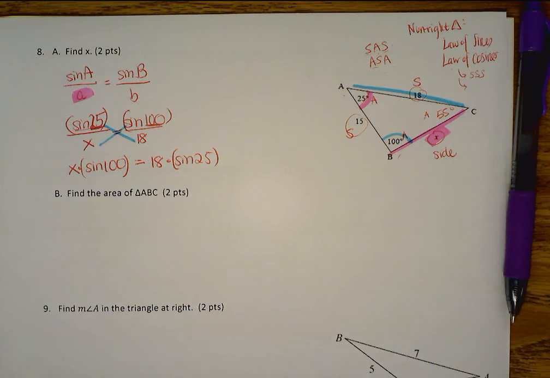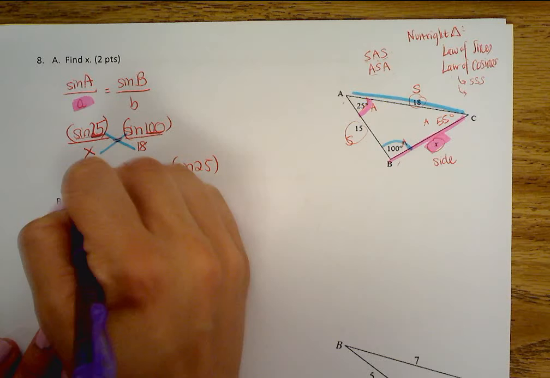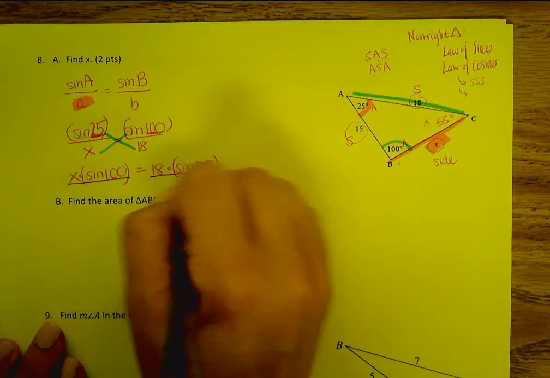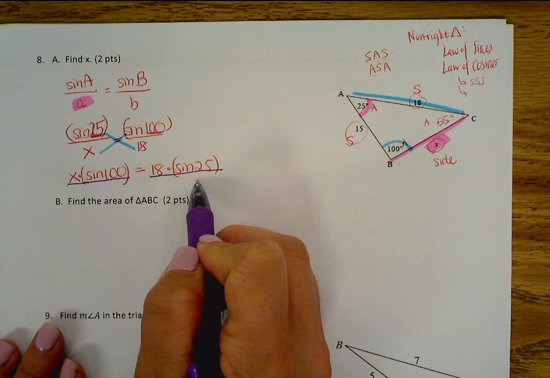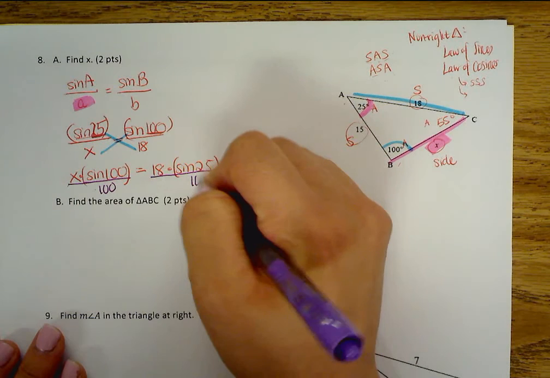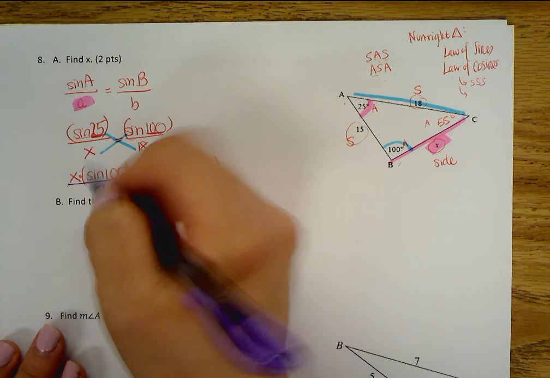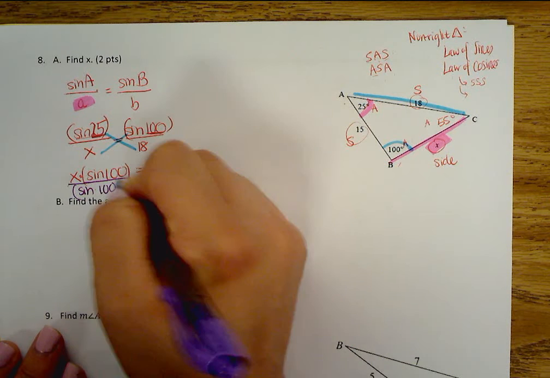Divide by sine of 100. I saw people just say divide by 100. Can I do that? No, because, well, I could, but that's not going to cancel this out. I need to divide by sine of 100 on both sides, with my parentheses.